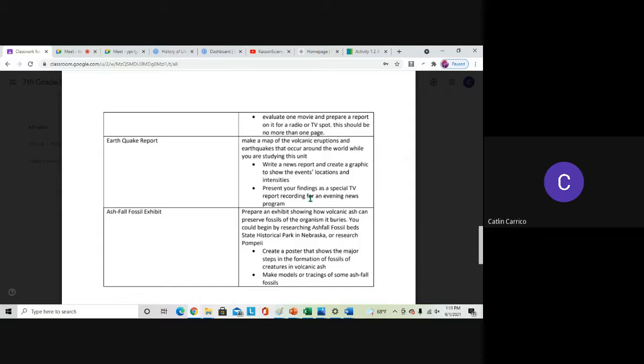And last but not least is the ashfall fossil exhibit. You're going to prepare an exhibit showing how volcanic ash can preserve fossils of the organism it buries. You could begin by researching the Ashfall Fossil Bed State Historical Park in Nebraska or research Pompeii. You're going to create a poster that shows the major steps in the formation of fossils of creatures in volcanic ash and then make models or tracings of some ashfall fossils.